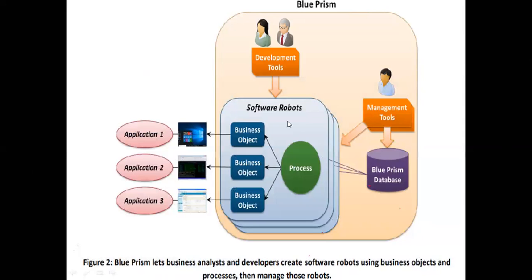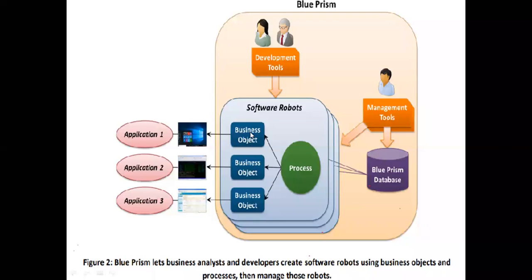Now here is your application, your client application. Maybe your client is using some .NET application or some mainframe application or some web applications. As an RPA developer, what we are doing is we are going to develop the software robots. In Blue Prism, software robots, we call it a process, which is a group of business objects.